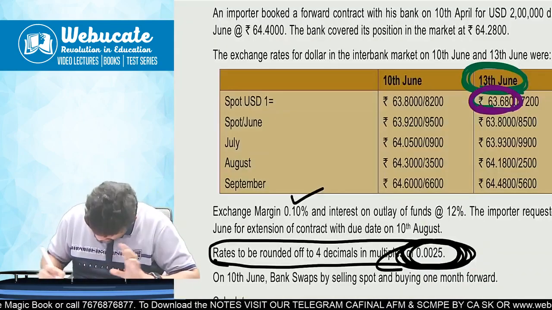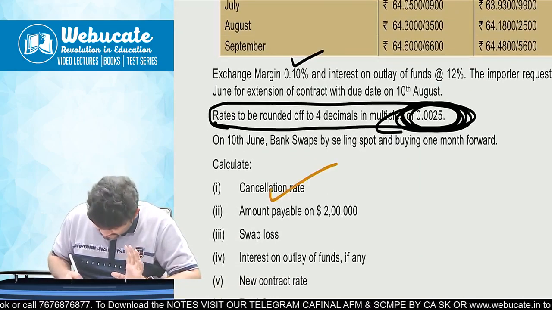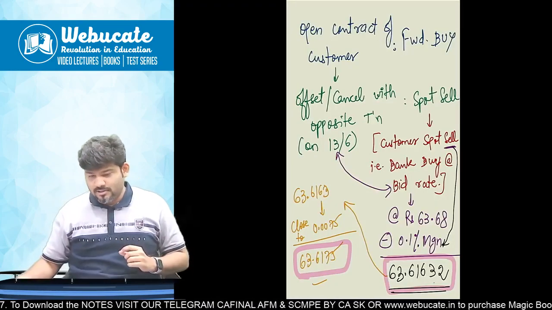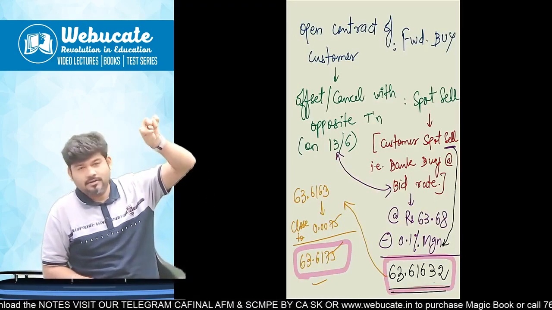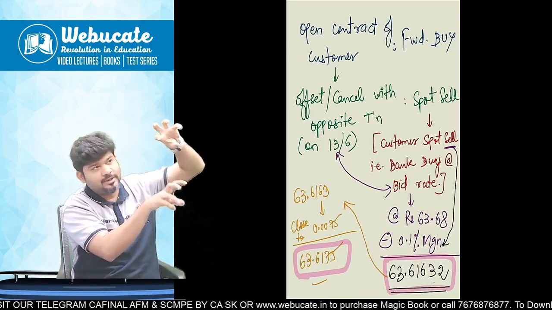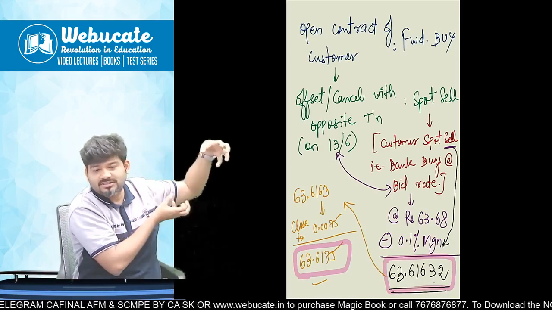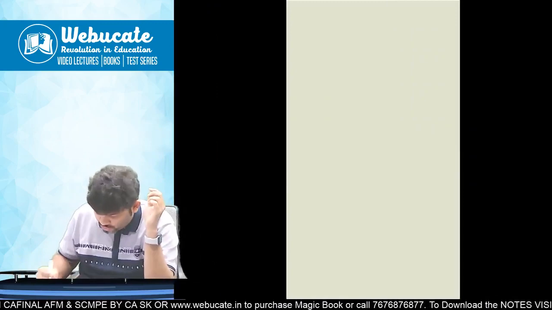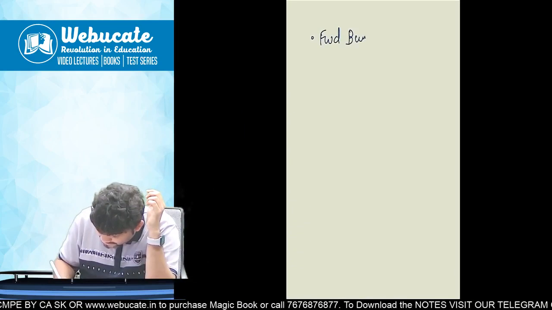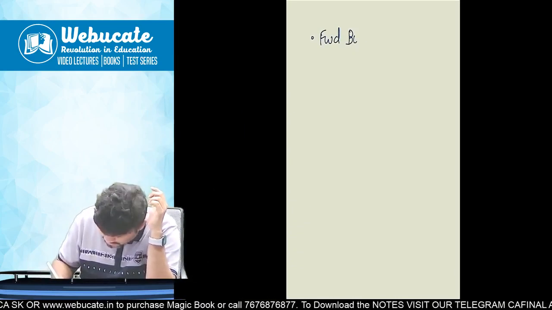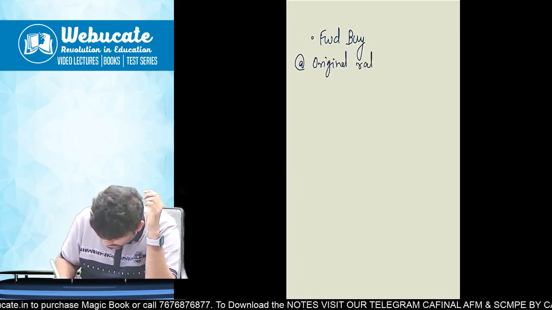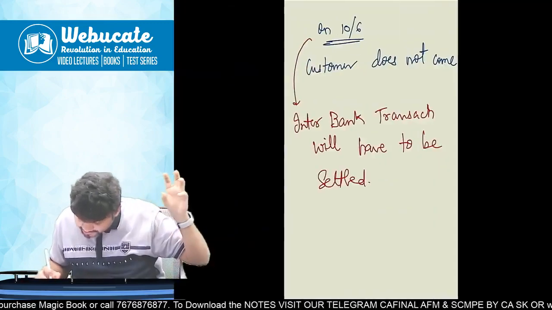Now the second part. Are we clear till here? Yes. Amount payable on $2 lakh. Now listen, this is basically exchange difference. See here, there is a forward buy which we will have to execute, then there is a spot sell which we will have to execute. As a result of this, what is the loss that we are going to make? We will write here, forward buy at original rate.